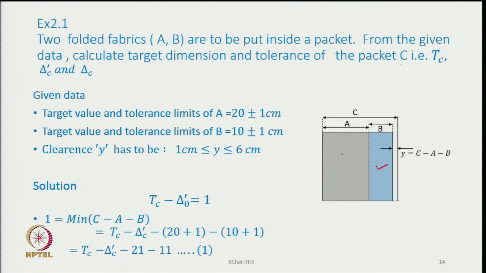So, in this case, the target value of the tolerance of A is given as 20 plus minus 1 centimeter, and the target value of tolerance of B is given as 10 plus minus 1 centimeter. The clearance that we require here has to be within this range, 1 to 6 centimeter.